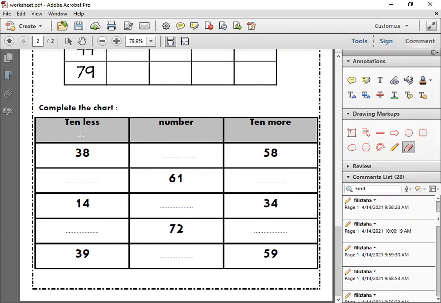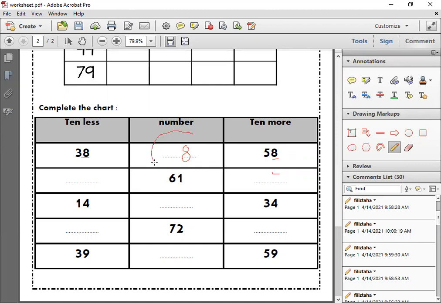Okay, 10 less and 10 more means we're going to work on the tens. The ones will be the same. Okay, the ones here is what? The ones here is 8, and the ones here is 8, and the ones here is 8, which means the missing number will also have 8 as its ones. Okay, how can we find the missing number here?